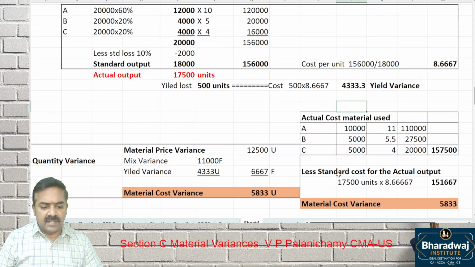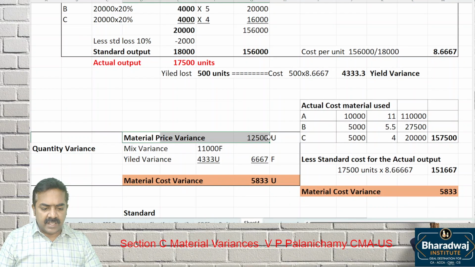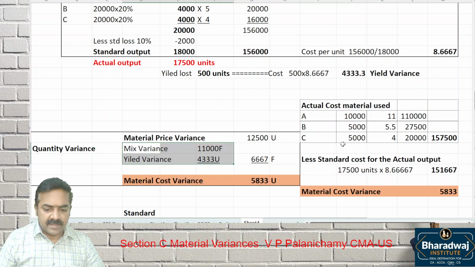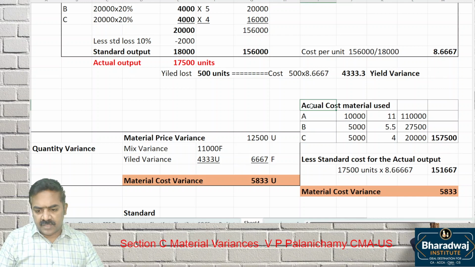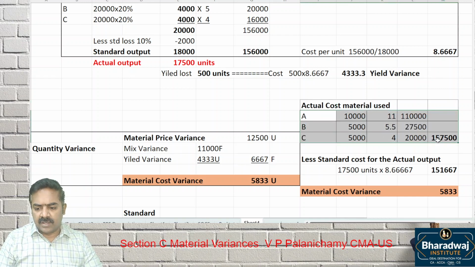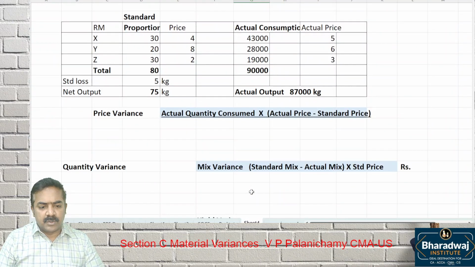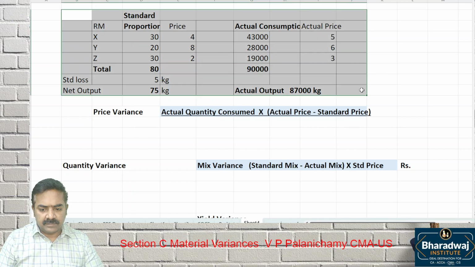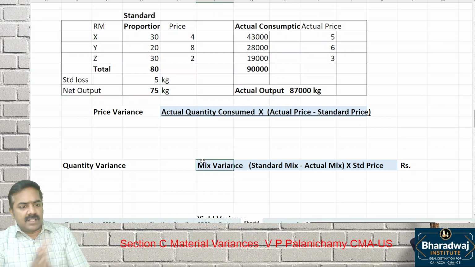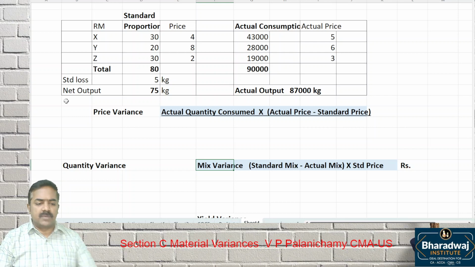Yield variance. Please remember, price variance and quantity variance give us the cost variance. Quantity variance is caused by mix variance and yield variance. Cost variance we can also work out this way: actual cost for the actual production minus standard cost for the actual production is the material cost variance. I asked you to work out this particular question in the last class. Those who missed the last session will also be able to understand by working through this question.